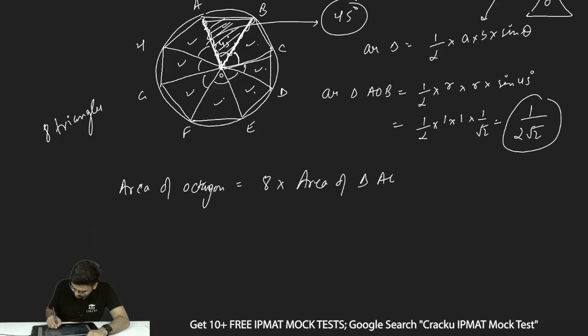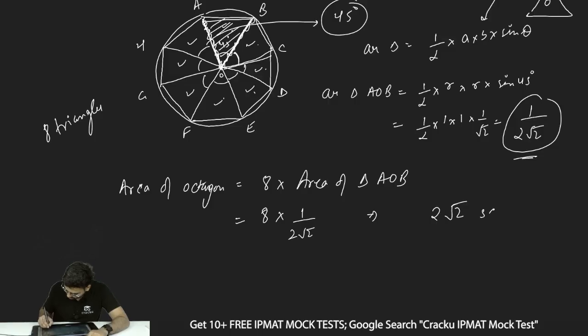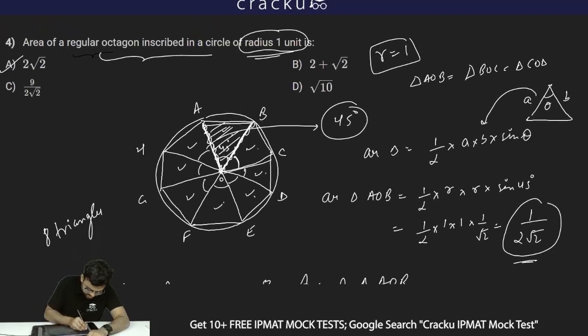Because the area of all the triangles is the same, since the dimensions and the angle between the dimensions are the same, this will be equal to 8 into the area of triangle AOB, which is 1 by 2 root 2. So 8 into 1 by 2 root 2. Thus the area of the octagon will be equal to 2 root 2 square units, and therefore option A is the correct answer.